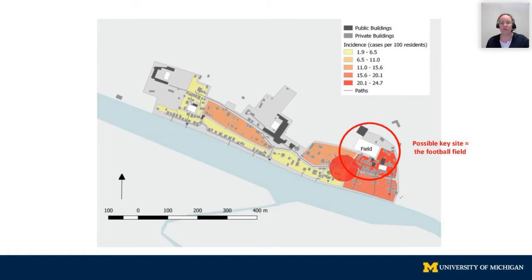And this red circle is the location where entomological surveys were identifying Aedes that were ultimately shown to be positive for dengue 1. So we know that there were dengue mosquitoes in this neighborhood, but they weren't found in other parts of the community. And I have circled here the football field because we think for various reasons that this may have been a key site for the epidemic, for the outbreak.